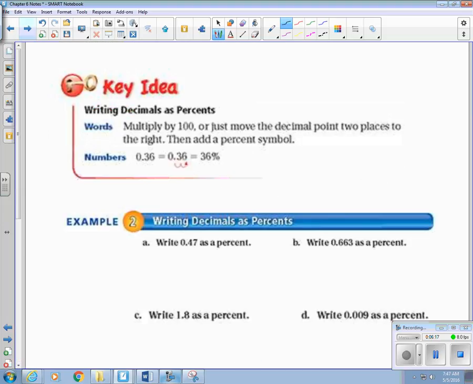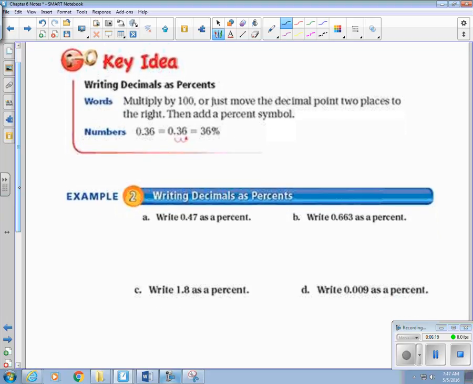All right, another key idea. If we're writing decimals as percents, multiply the decimal by 100, or just move the decimal point 2 places to the right. And then we must add a percent symbol. So we're just going to do the opposite of what we were doing in the previous examples.